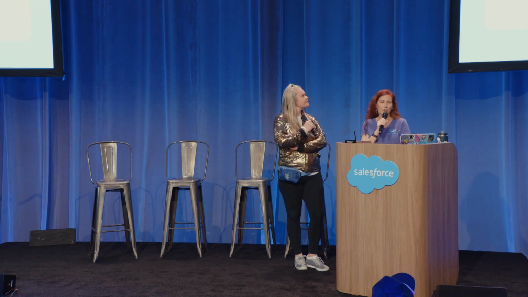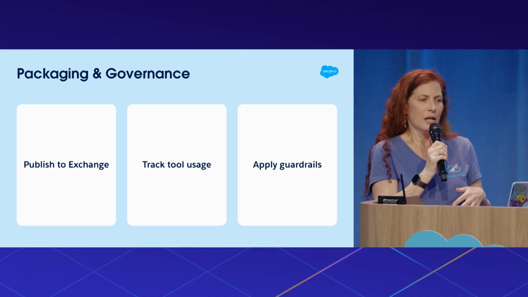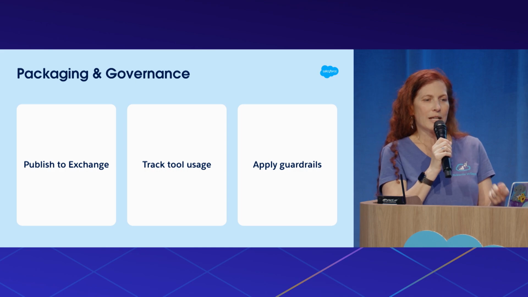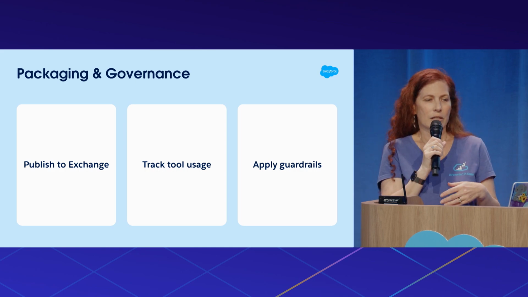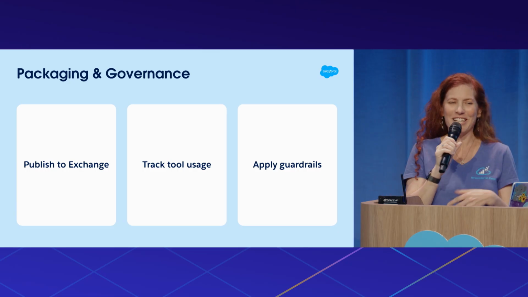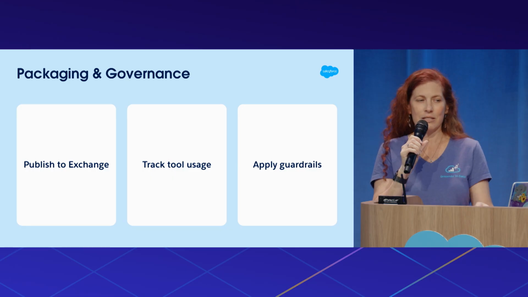To make this work in the real world, you need governance. That's the most important thing to keep in mind. You might publish your agents and templates so that other teams can reuse them, and then you need to track how those tools are being used. And you also have to apply guardrails like access control and validation. So the key mindset shift is this: you're treating your agent network like a product and not just a project.